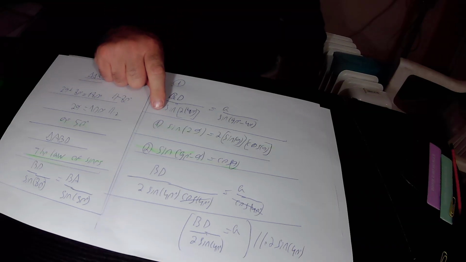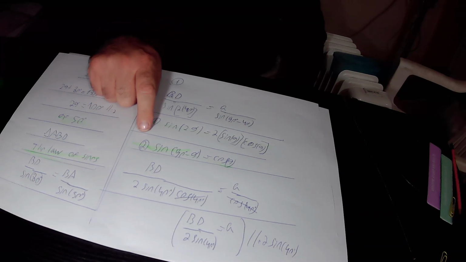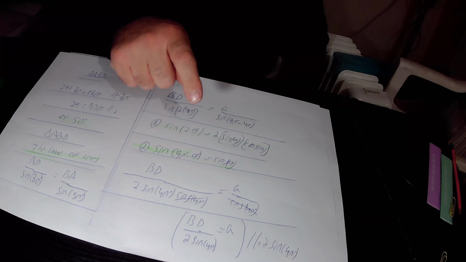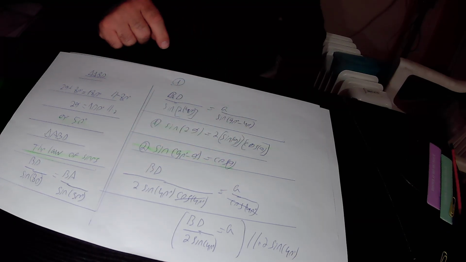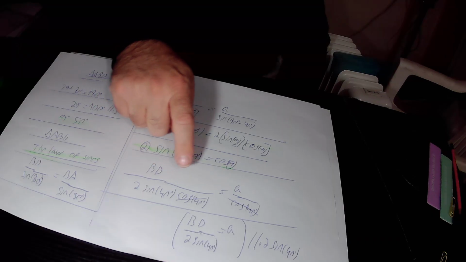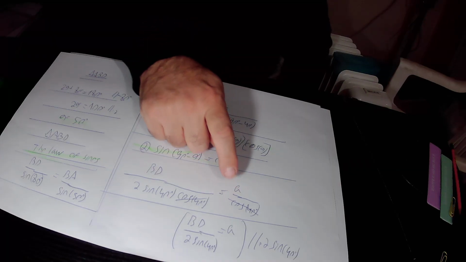According to the first trigonometric identity, we will get that sinus 2 times 40 degrees equals 2 times sinus 40 degrees times cosine 40 degrees. Likewise, according to the second trigonometric identity, sinus 90 degrees minus 40 degrees equals cosine 40 degrees. So in total, we found out that BD over sinus 2 times 40 degrees equals BD over 2 times sinus 40 degrees times cosine 40 degrees, and A over sinus 90 degrees minus 40 degrees equals A over cosine 40 degrees.